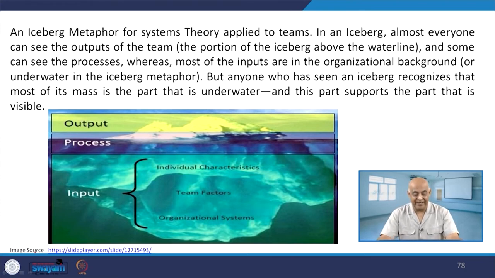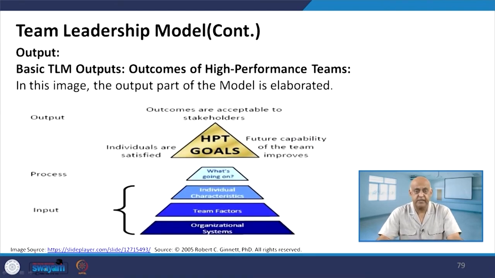So it means that when you see the output of the team, you do not know who the people behind that particular output are. You may not know how those individual characteristics, team factors, and organizational systems, that input, have contributed towards the output, and the process has the leadership activities. So the leadership which has been performed, that part is contributed by the lower part.